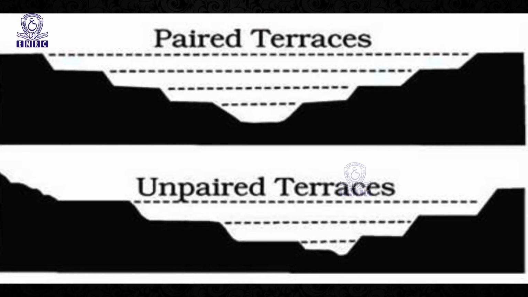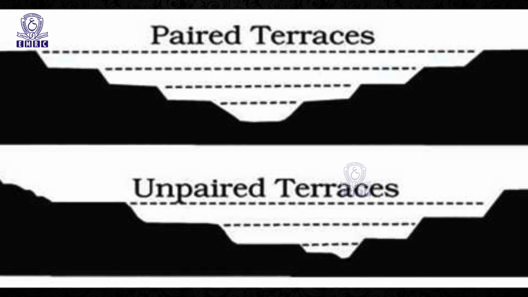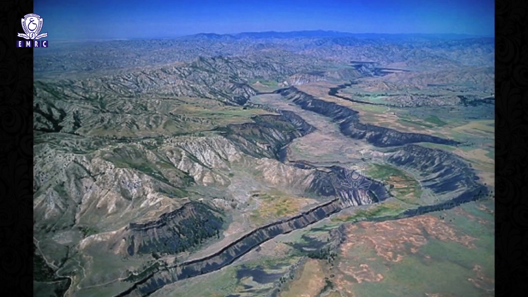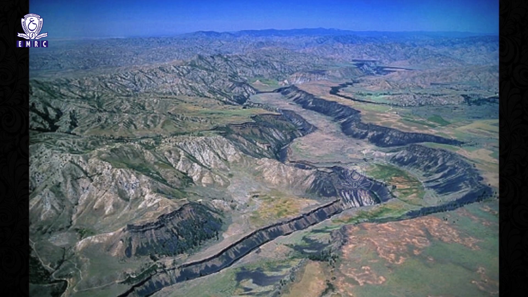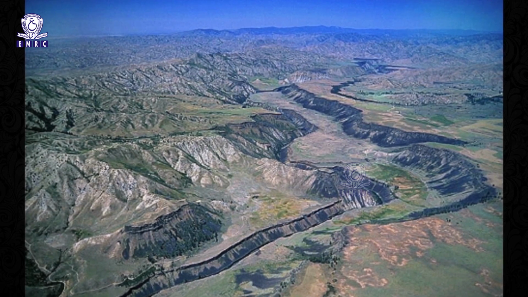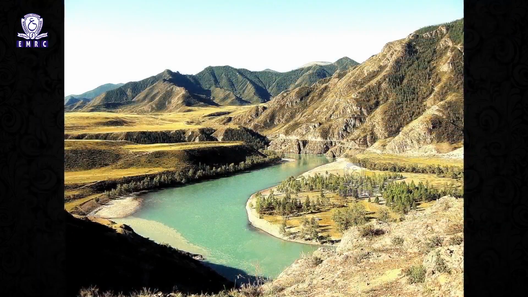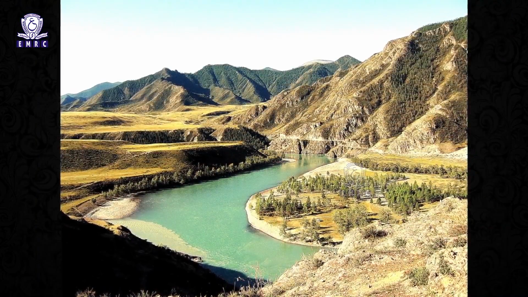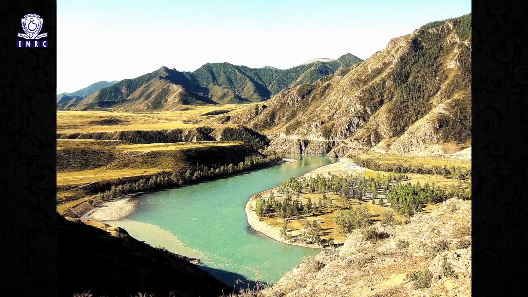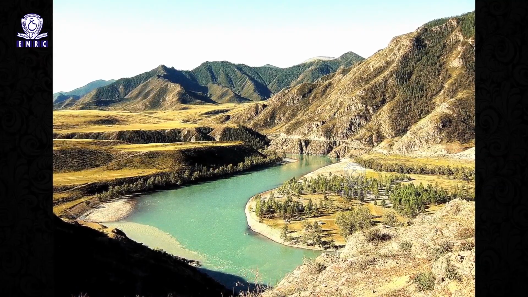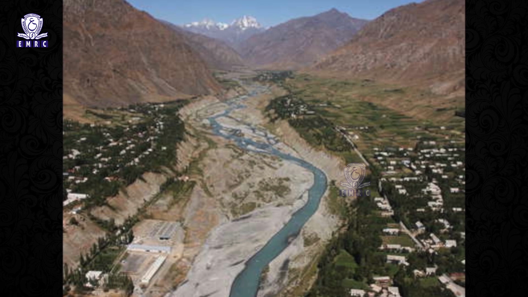Paired terraces are formed due to a rapid rate of vertical erosion resulting in the occurrence of terraces on both sides of the river, almost at the same level. Unpaired terraces are formed due to non-concomitant vertical erosion or valley deepening and lateral erosion. Movement of the river channel.